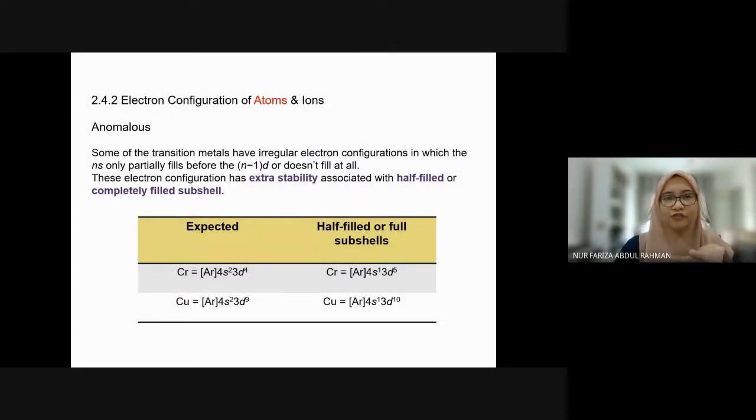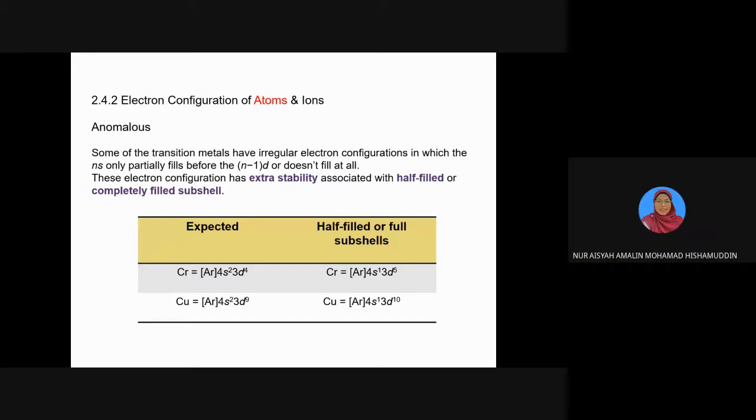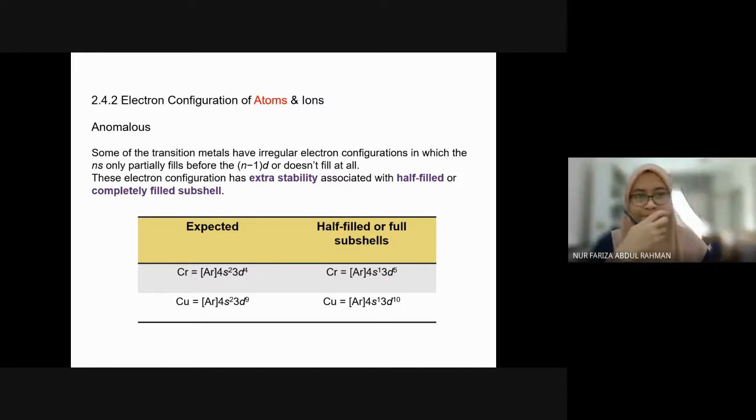Yeah, alright, so far so good. Are you guys doing okay? Before we go for anomalous, anomalous means abnormality. Ada abnormality in the electron configuration. So that is called anomalous. Okay ke so far? Okay. Alright. Alhamdulillah.